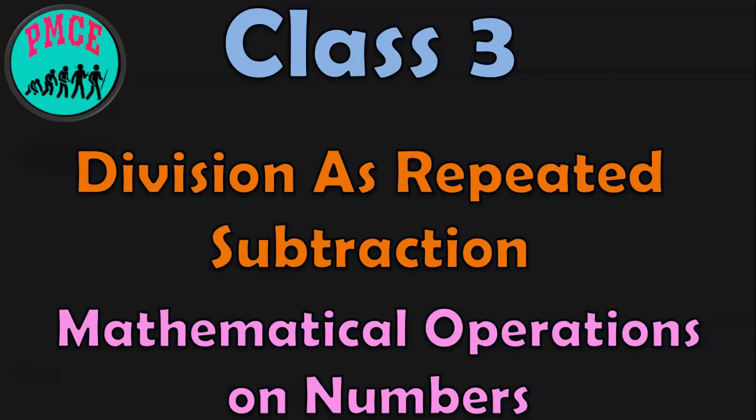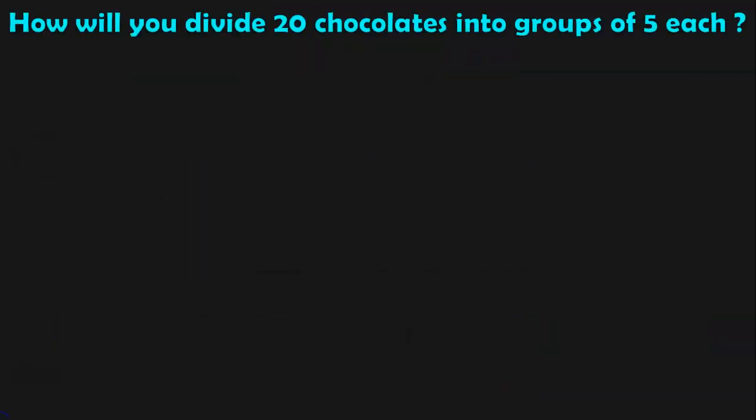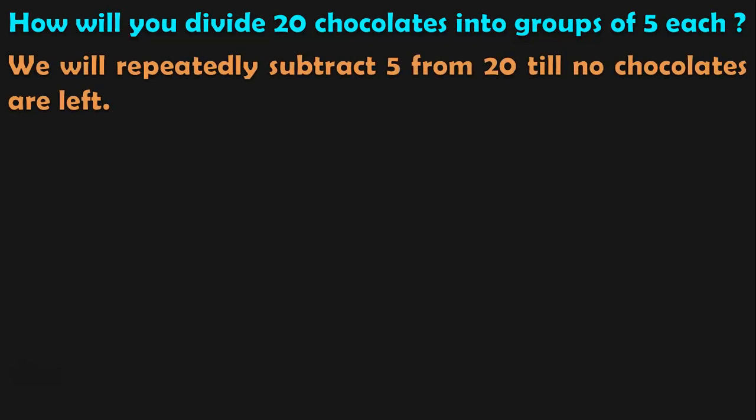Let us move to the details of this video now. How will you divide 20 chocolates into groups of 5 each? We will repeatedly subtract 5 from 20 till no chocolates are left. So what is the requirement? We have 20 chocolates and we'll have to separate it into groups in which each group is having 5. Let us see how we do this by repeated subtraction. So what do we have to find? 20 divided by 5 is equal to dash.